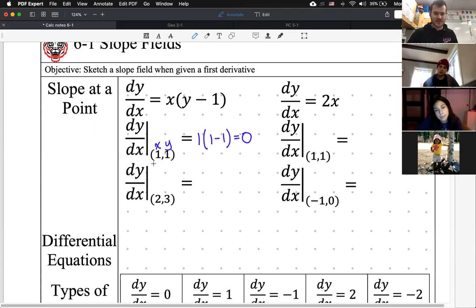And I can choose any point. I'm just going to choose another random one, (2, 3). If I choose (2, 3), Fiona, and I plug that in, I get what slope? 4, yeah, exactly, because 2 times the quantity 3 minus 1, or 2 times 2, which is 4. So you can have slopes at individual points, and eventually that will make a slope field.